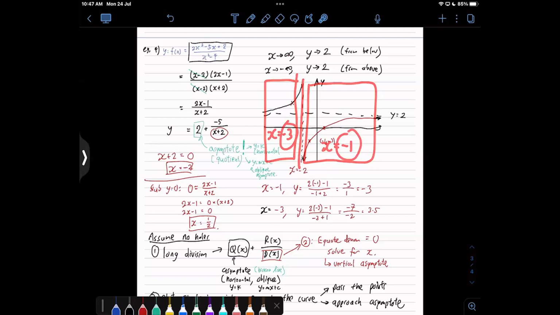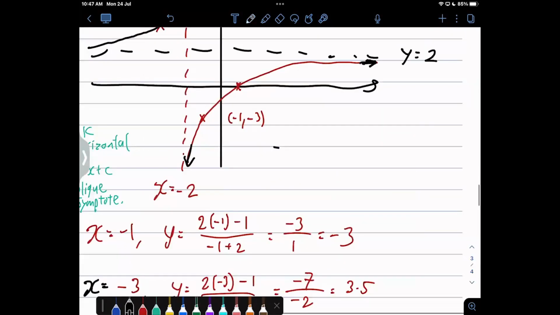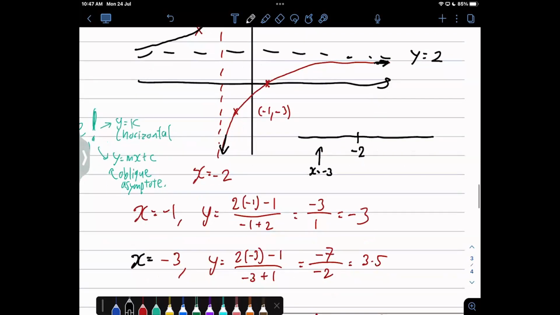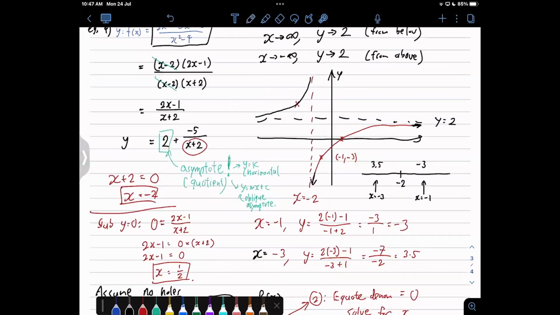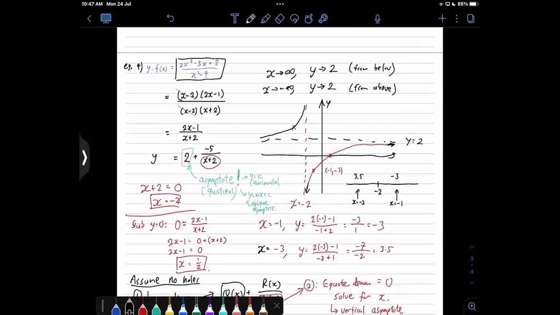I think what the video did was they drew a number line like this, then they have -2, then they pick a value, say x equals -3 here, then write down the corresponding y value, 3.5. And then here you pick a value that's slightly bigger than -2, it's -1, get the corresponding y value, -3. Okay, that's just plotting points.